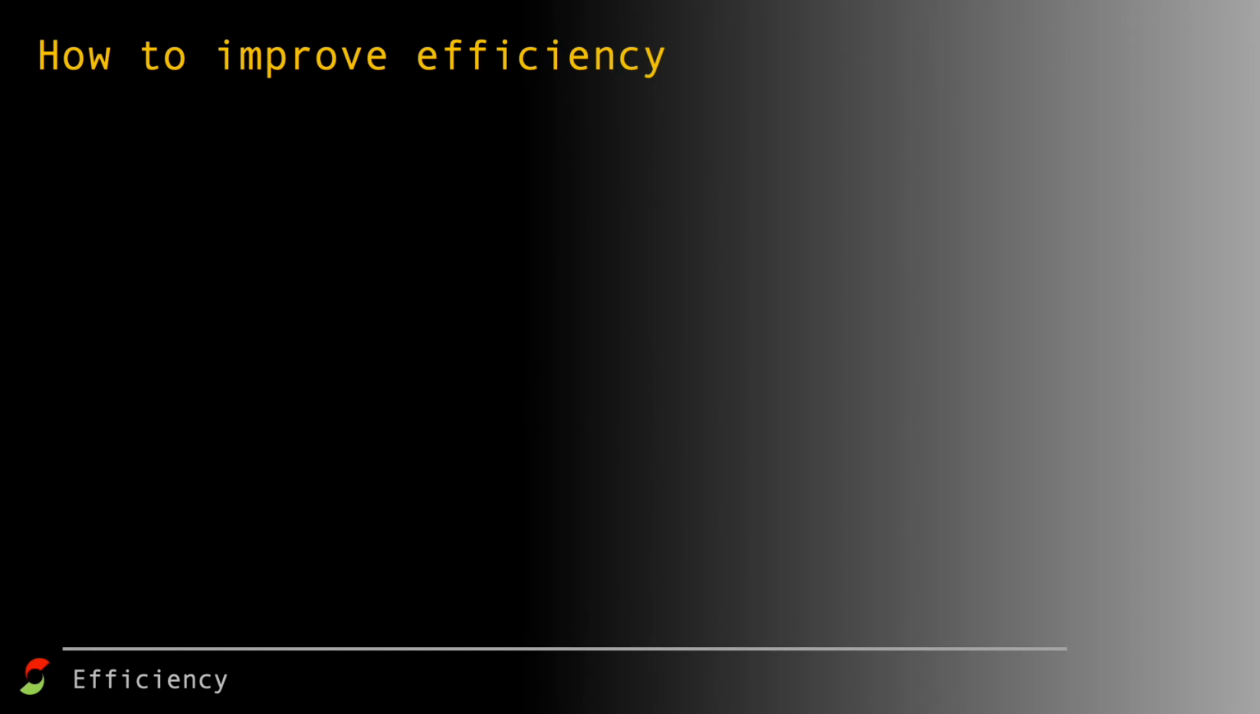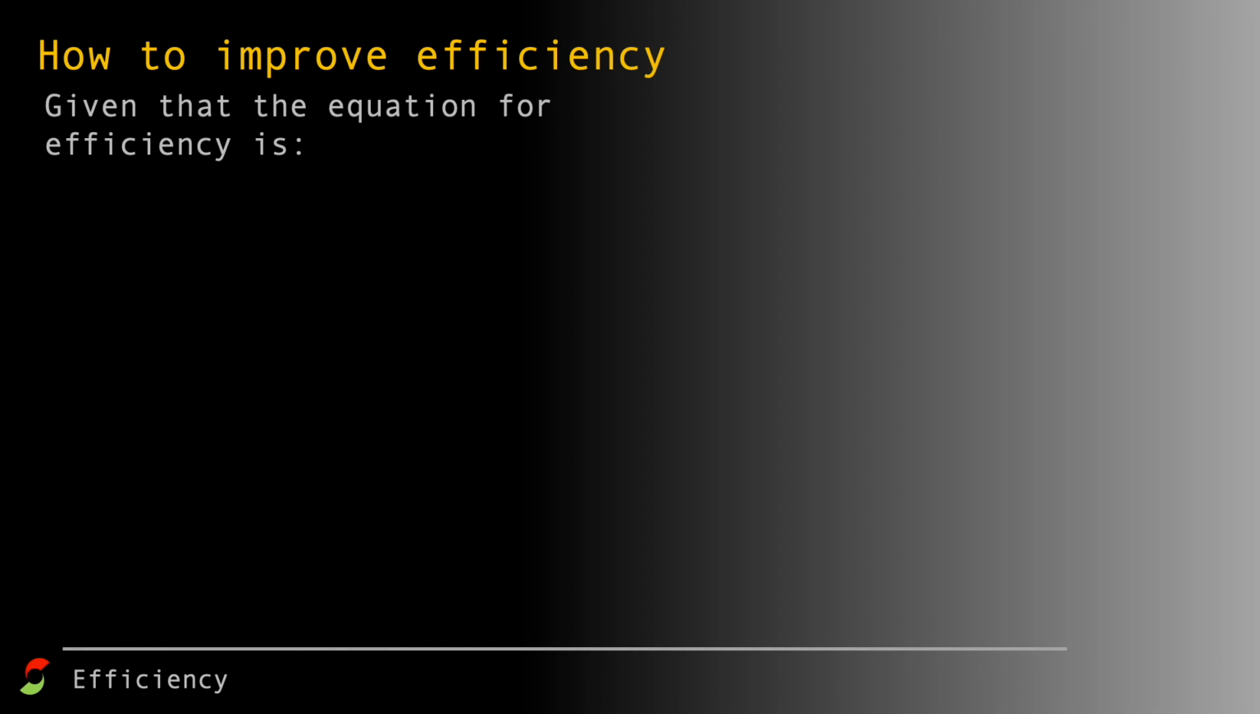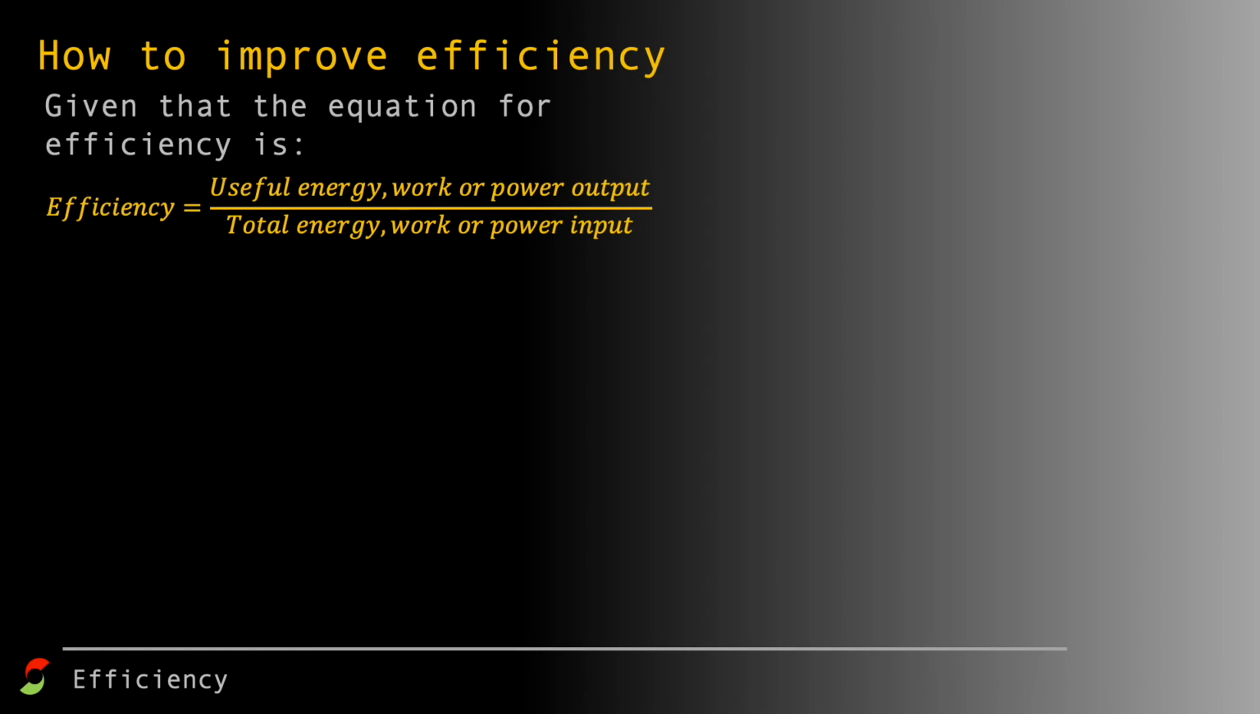So exam boards often like to ask questions on how to improve efficiency, and the only way to really get your head around this question is to think of the equation. If we've got the equation like this, then once you realize that the total energy input is fixed in a question, you can't change that total energy input, then the only way to affect the efficiency is by looking at how to change the numerator, i.e. how to make the numerator as big as possible. So how do you make the useful energy output as big as possible?